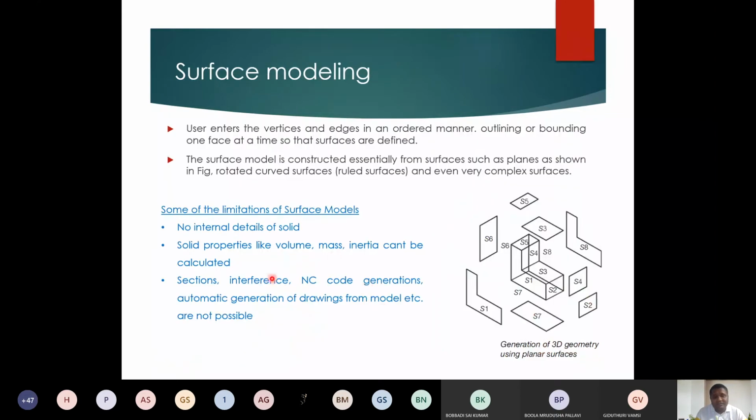Are there any limitations for the surface models? Yes, from an engineer's point of view, from a manufacturer's point of view, even a surface model cannot develop sections, cross sections, interferences, NC code generation, or automatic generation of drawings. All these things are still not possible as long as the surface model cannot talk about the internal core of the model or the object.